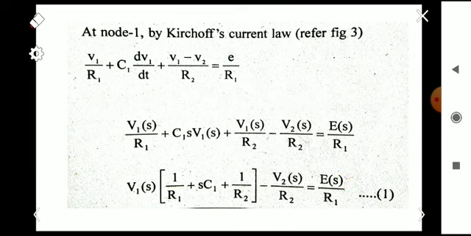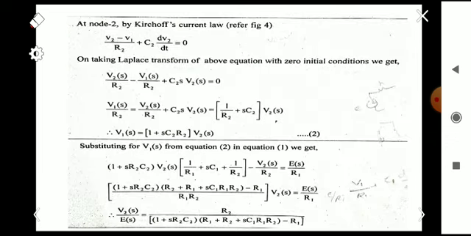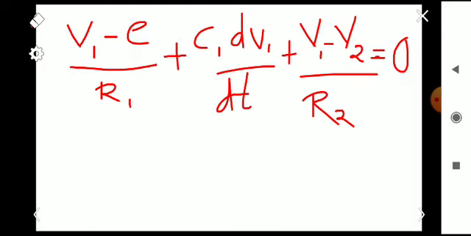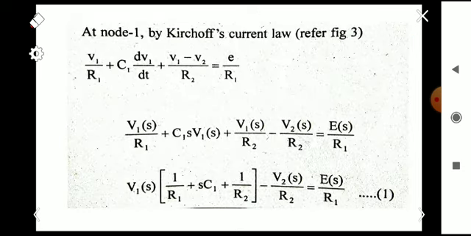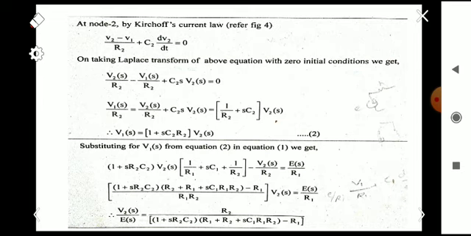So we have to replace V1 of s in terms of V2 and E. For that we go to the next node, node 2. By analyzing node 2, we obtain the current equation: (V2 minus V1) by R2 plus C2 into dV2 by dt is equal to 0. This is the equation for node 2.